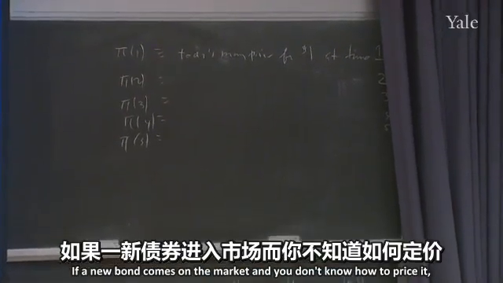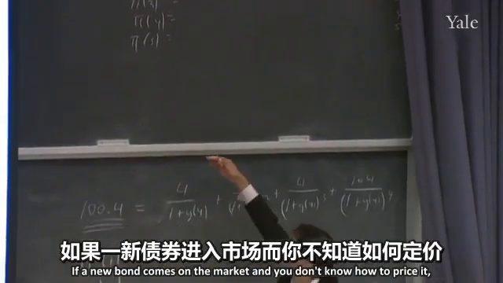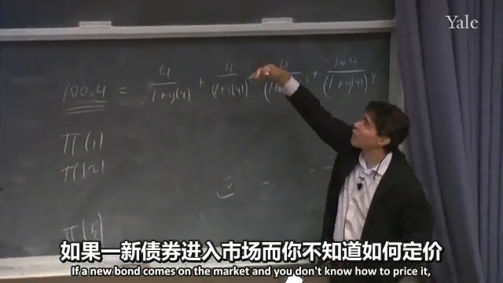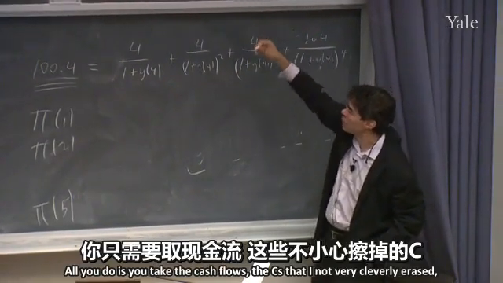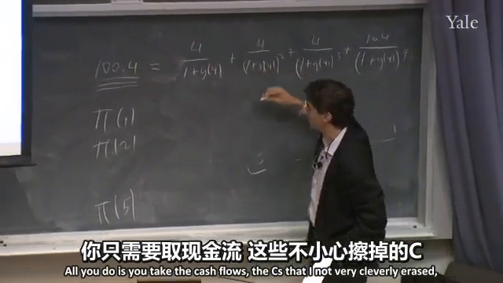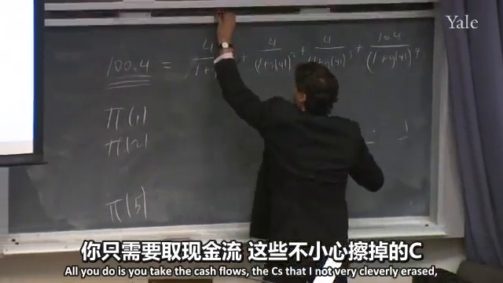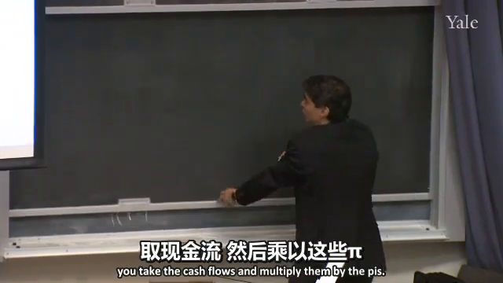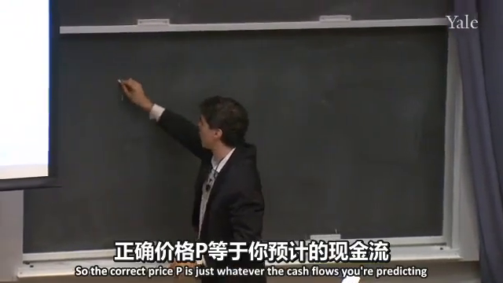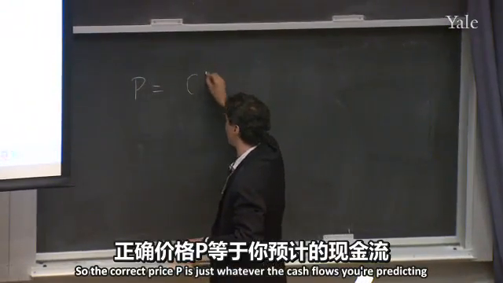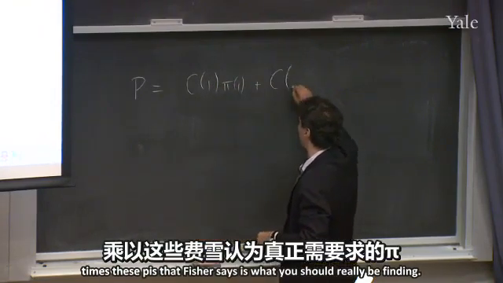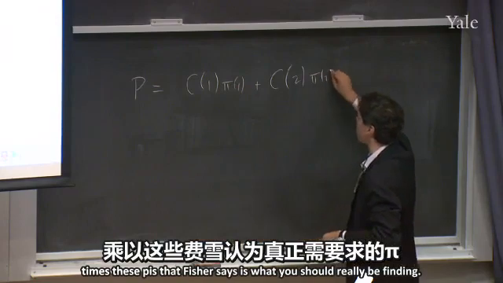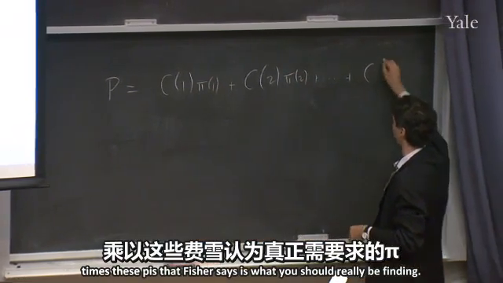If a new bond comes on the market and you don't know how to price it and somebody offers you a price for it, how do you figure out what it's worth? All you do is take the cash flows, the C's that I not very cleverly erased, and multiply them by the pies. So the correct price, P, is just the cash flows you're predicting times these pies that Fisher says is what you should really be finding.